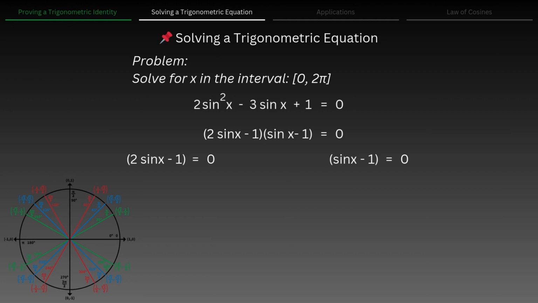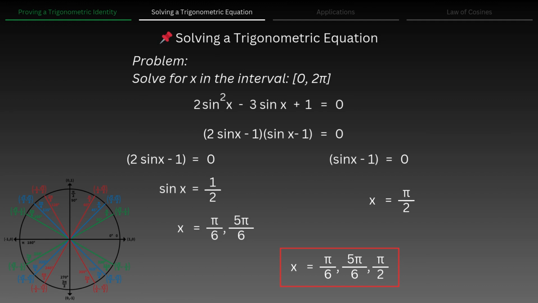First, solving 2 sine x minus 1 equals 0. We get sine x equals 1/2. Using the unit circle, we find that x equals pi over 6 and 5 pi over 6. For the second equation, sine x minus 1 equals 0. We solve for x and get x equals pi over 2. Final solutions: x equals pi over 6, 5 pi over 6, and pi over 2.